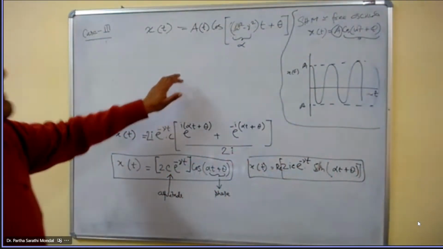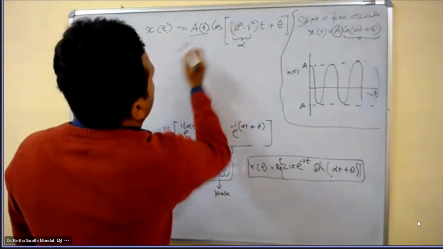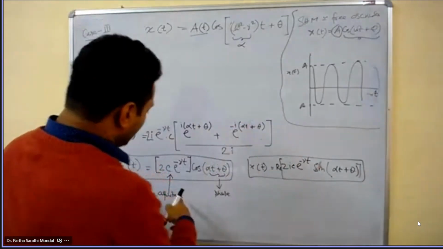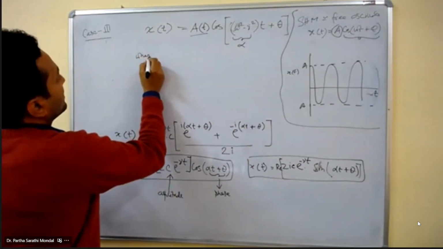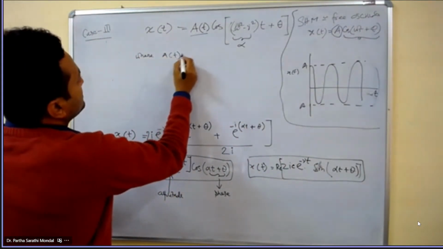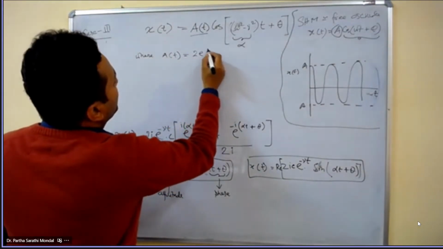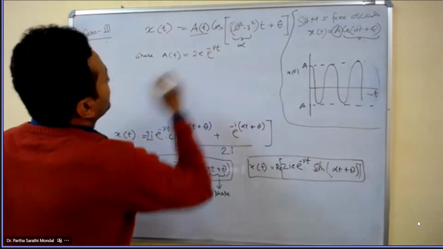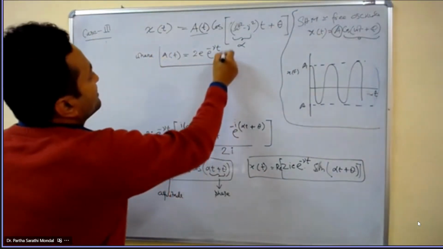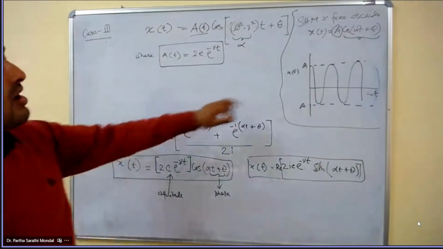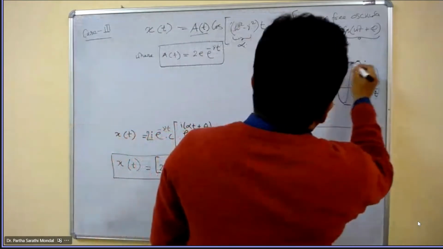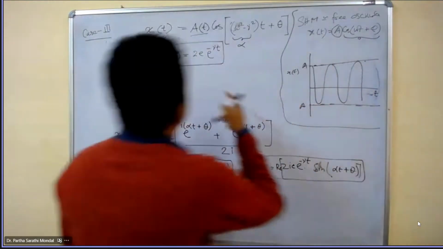But in this case, A is not a constant. A is actually A(t) equals 2C e to the power minus γt. So this is your A. That means the amplitude is not a straight line like this.